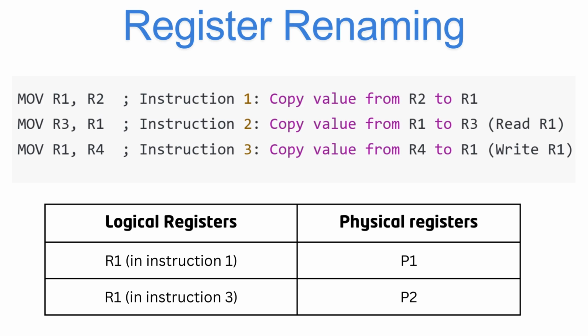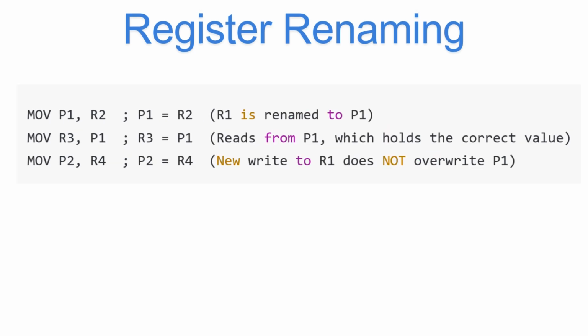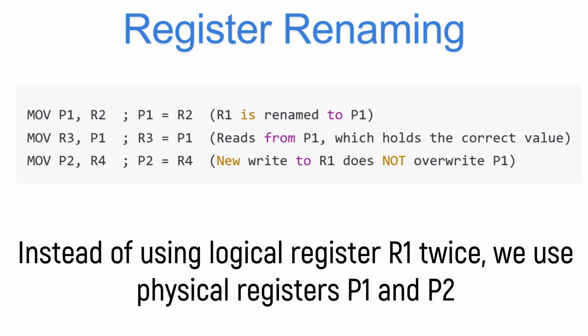A physical register file, PRF, dynamically renames R1 to avoid conflicts as shown here. Now the renamed version of the code would look like this. The logical register R1 is now mapped to different physical registers, P1 and P2. Instruction 2 now reads from P1, which holds the correct value from R2. Instruction 3 writes to P2, which does not affect the previous read from P1.